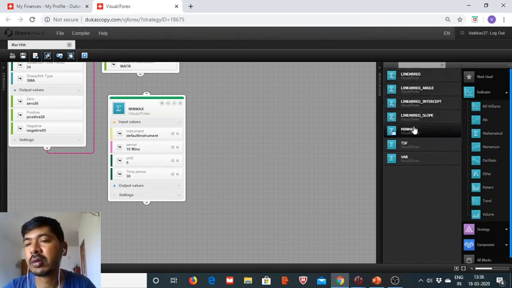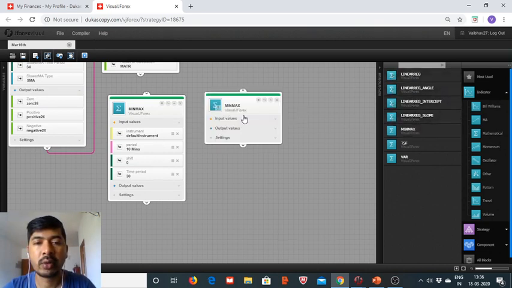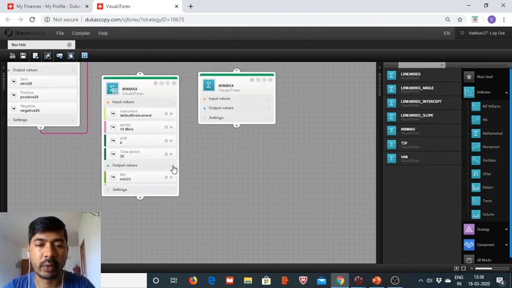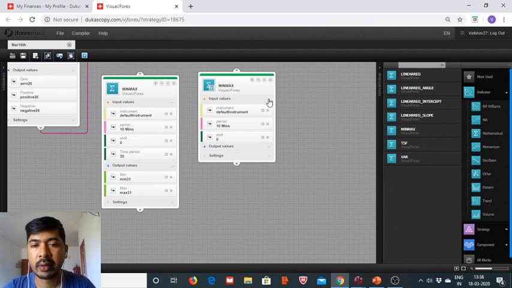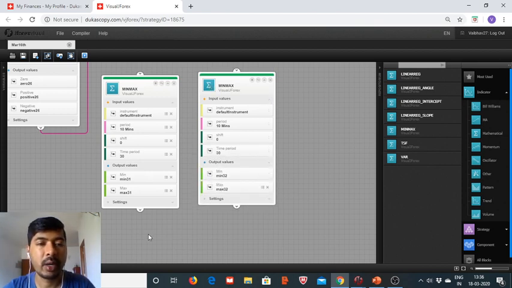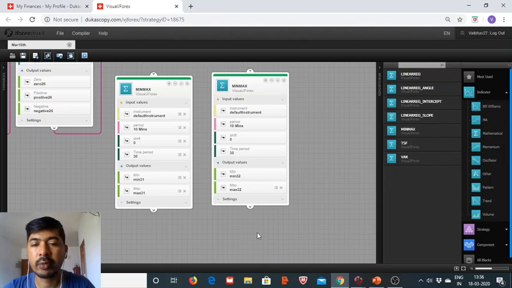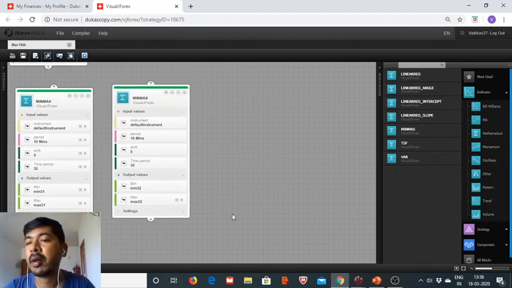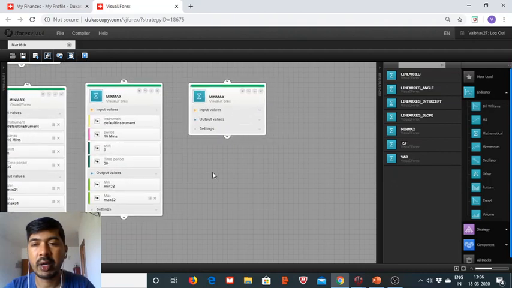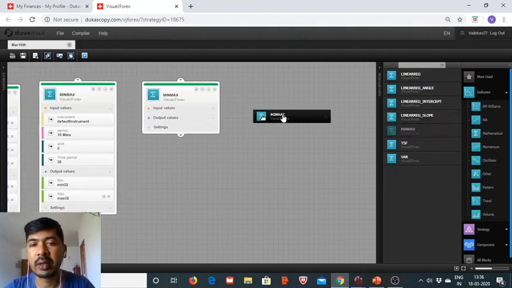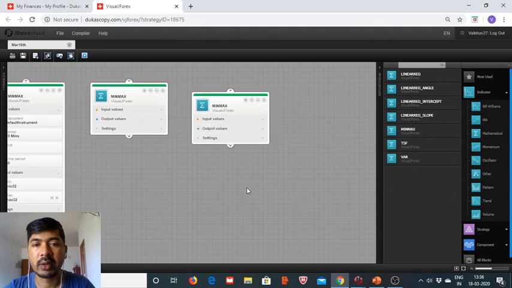Because we want to do the comparison separately for the ask and the bid values. Whenever we are looking for minima, we will be comparing the bid values. Whenever we are looking for maxima, we will be comparing the ask values. So for that, this is the requirement.